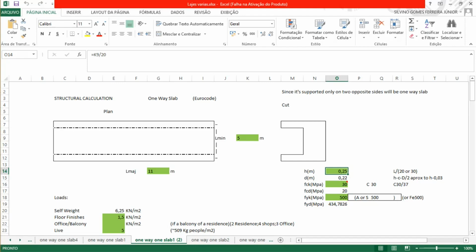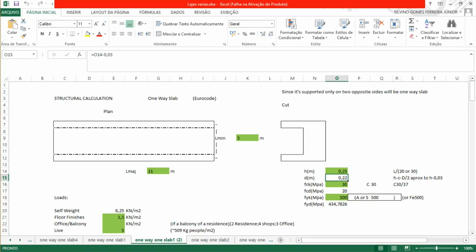The effective depth usually, for the one-way slab, simply reinforced, is about 3 cm distance. I usually calculate this distance by this equation. It is the total depth subtracted by the clean cover subtracted by half of the diameter. This is usually 3 cm that we subtract from the total depth. So here it gives me 22 centimeters.